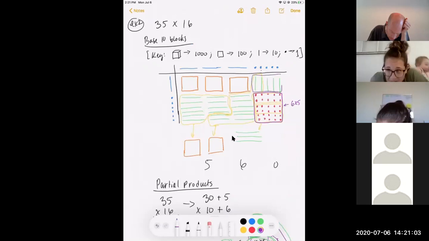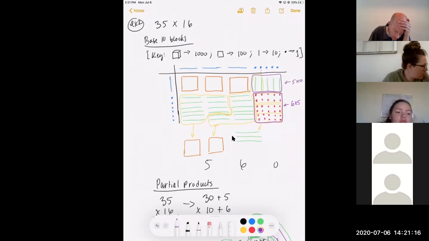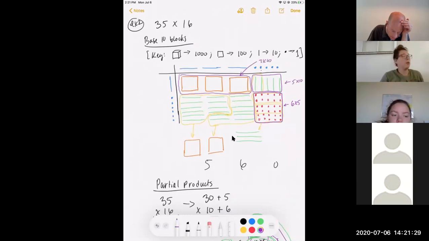Partial products number 2. This one is my 6 groups of 10, 5 groups of 10. 5 times 7. And this one right here is the 3 groups of 10. No, 30 groups of 10. No, 3 tens. Yeah, because this top part is 30. So 3 groups of 10. 30 groups of 10. Here. Okay.